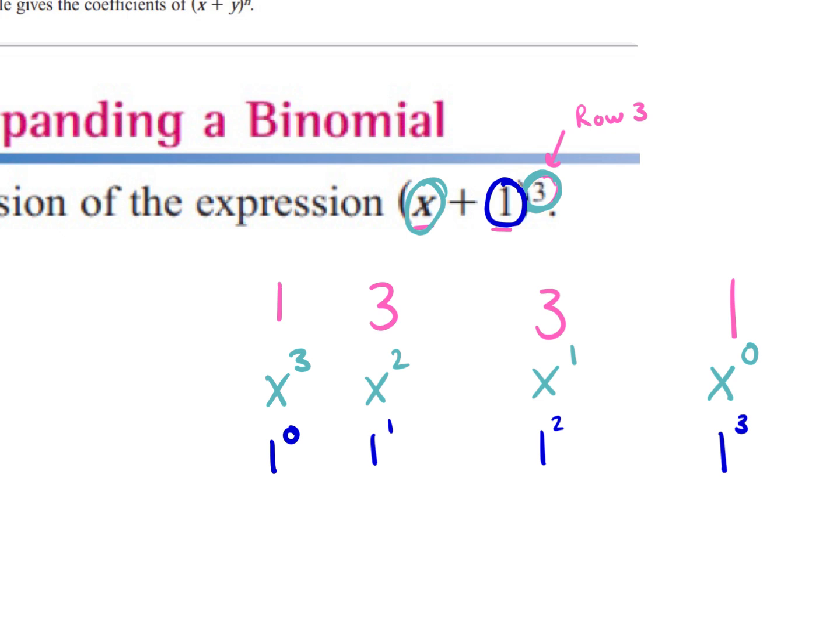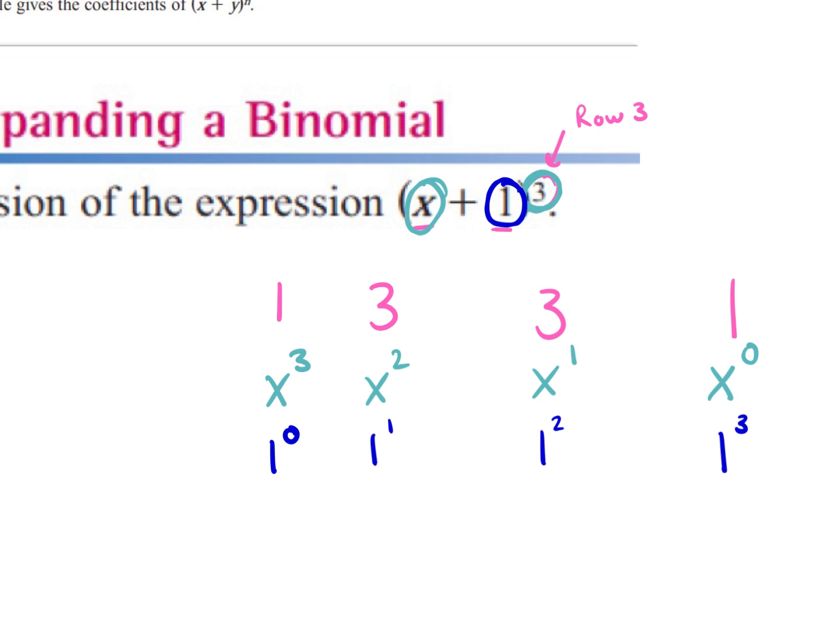Notice how the exponents in each column all add up to what? What's 3 plus 0? 3. What's 1 plus 2? 3. What's 2 plus 1? 3. And 3 plus 0? 3. They all add up to 3. That's always going to be the case. So you can always check your work that way.